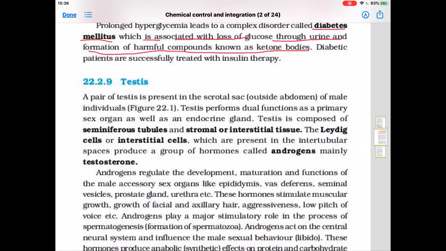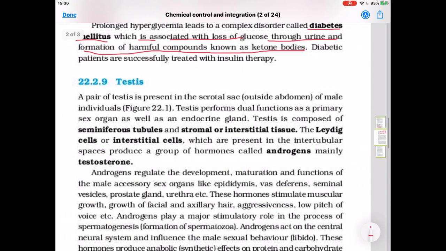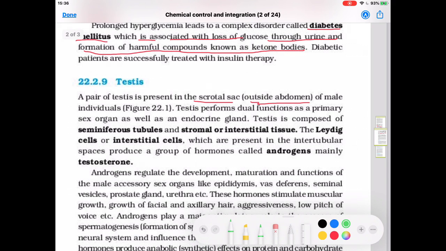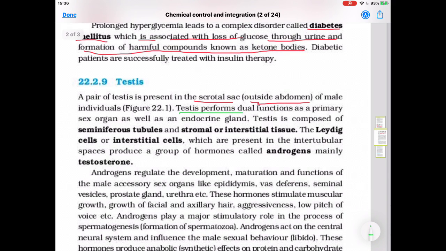Testes. A pair of testes is present in the scrotal sac. This sac is present outside the abdomen of male individuals. Testis performs dual function as a primary sex organ as well as endocrine gland. So testes help in the production of sperms and also produce hormones. Testis is composed of seminiferous tubules and stromal tissue.